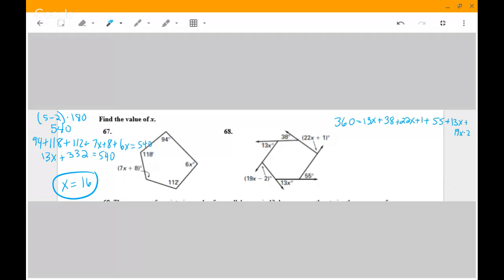Be careful with this one. It's a little bit tricky because it's got 13x twice. So don't forget to list it twice when you're adding up all your numbers.